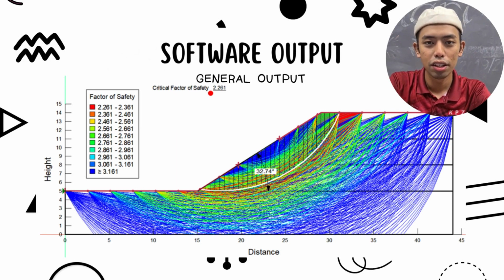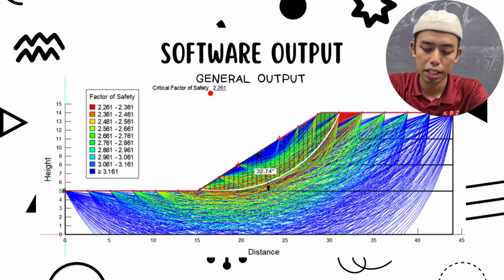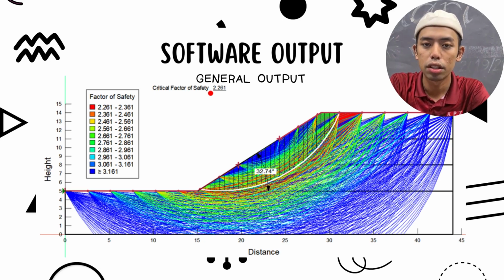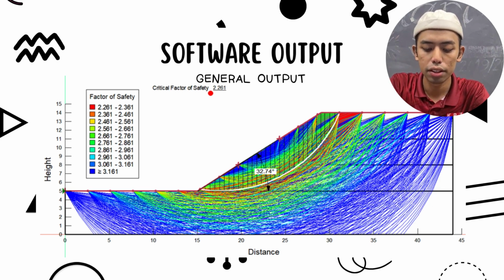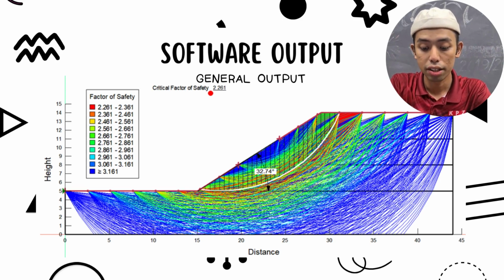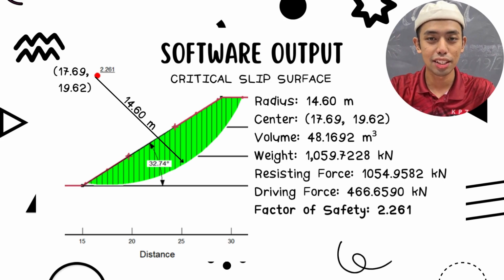We use the ordinary method of slices to analyze the slip surface failure. The software has analyzed hundreds of slip surfaces with different center of circles and radius. Here, we can see the factor of safety range from 2.6 to 3 and above. The red colored slip surface represents the more critical one. Next is our critical slip surface details.